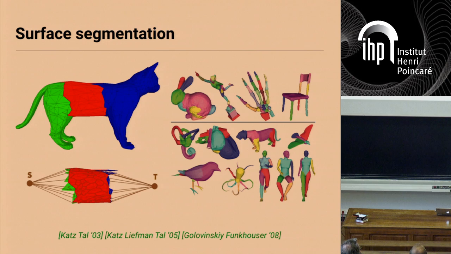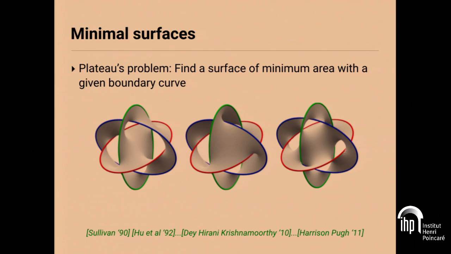But this also shows up on the mathematics side. So John Sullivan in 1990 in his PhD thesis, there's a long chain of people who've studied solutions for what's called Plateau's problem. You're given a curve, typically a curve floating in R3, and you want to construct a minimum area surface that has that curve as its boundary.